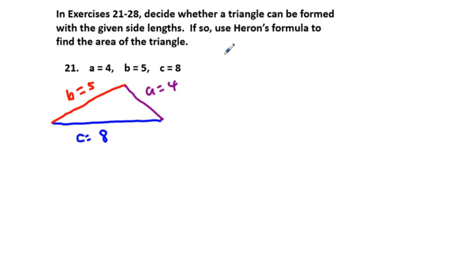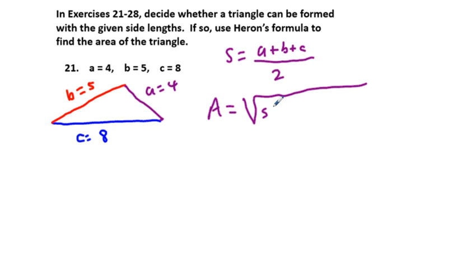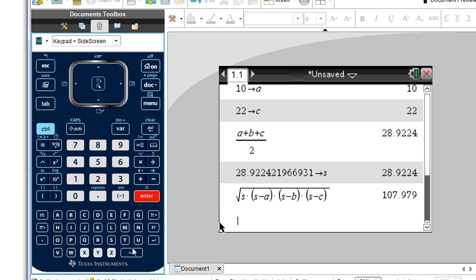So we can go take our Heron's formula, which is a two-part formula. S, the semi-perimeter, equals A plus B plus C over 2. And after we find that semi-perimeter, we have area equals the square root of S times quantity S minus A times quantity S minus B times quantity S minus C. And then let's go do that again.